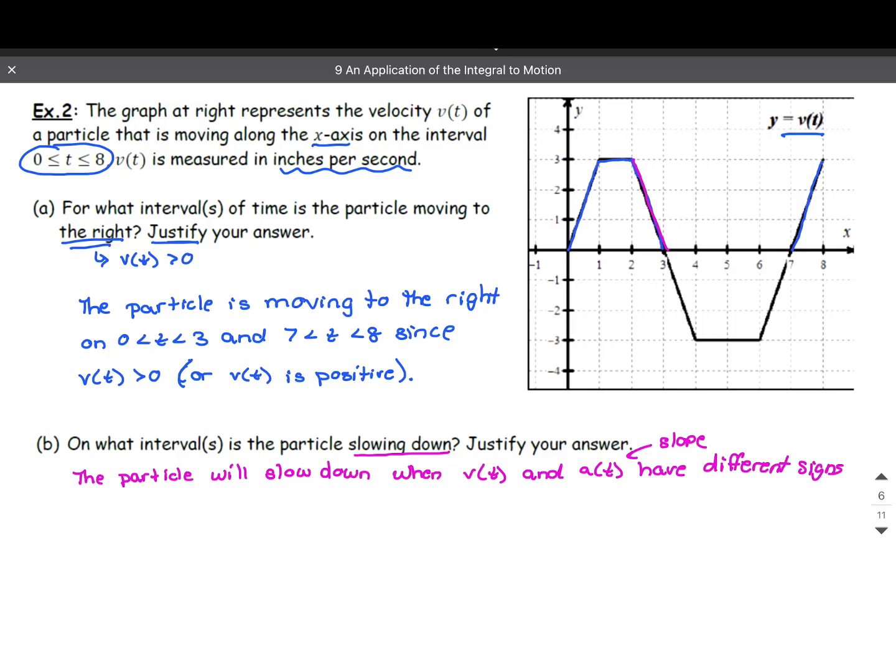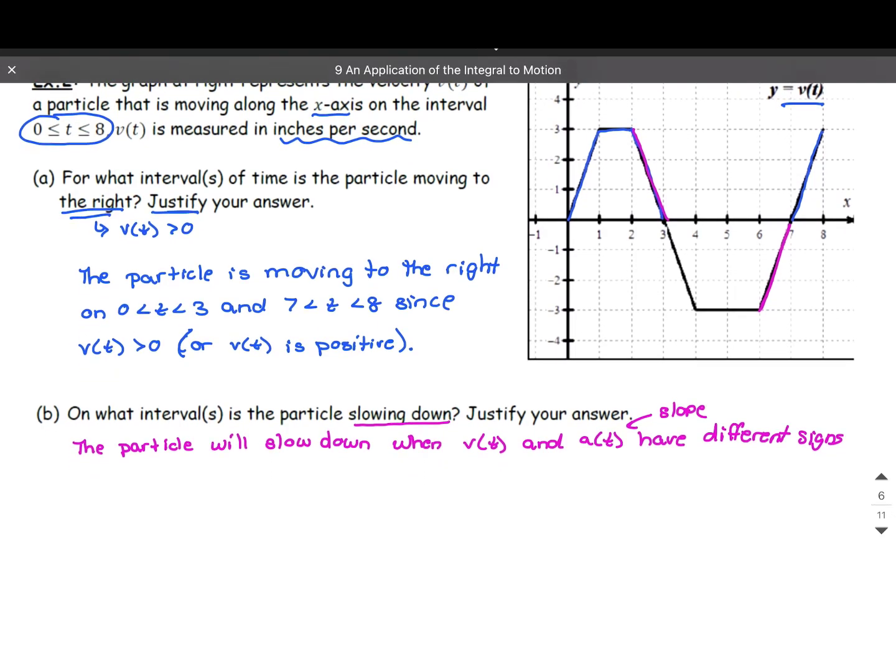Now, the other option is when velocity is negative, so below the x-axis. Now, if velocity is negative, we would need acceleration to be positive. That means a positive slope, and we'd have a positive slope here. There we go. So now we know what our answers are. We just have to write it out.